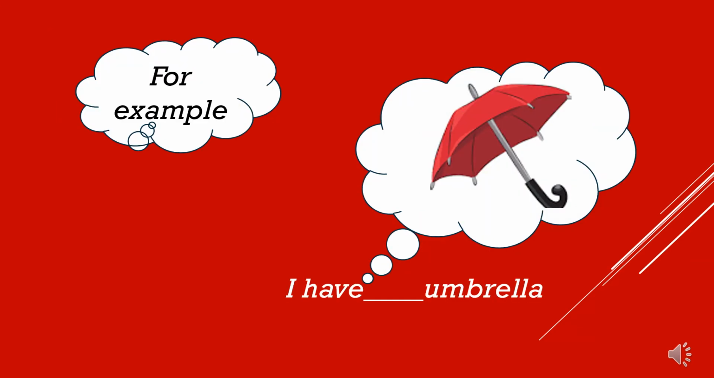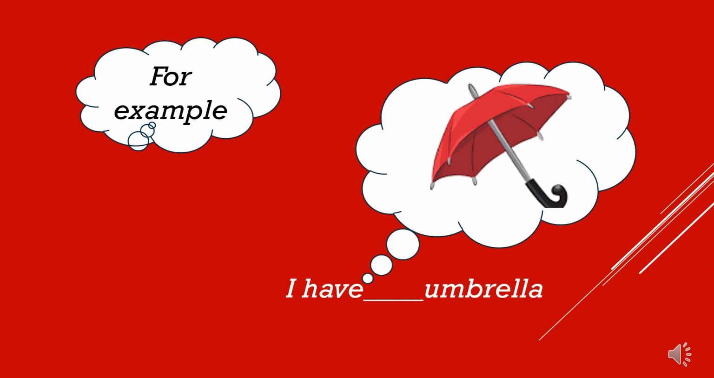Students, let's take some other examples of vowel sounds. For example, I have dash umbrella. Students, you can see on the screen, I have dash umbrella. Here, umbrella, it is starting with sound A. A is our vowel sound. How could you get it? It is a vowel sound.